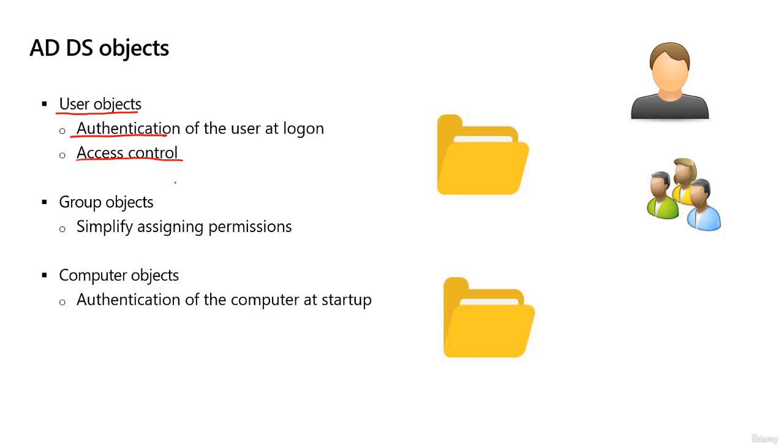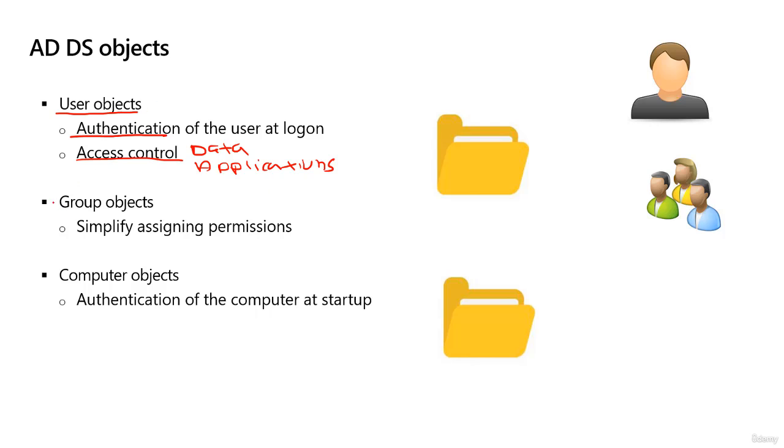The other is access control. I want Bob to have certain access to data and applications. And when I say data, I mean things like shared folders. Ultimately, permissions can be assigned that control what Bob has access to.